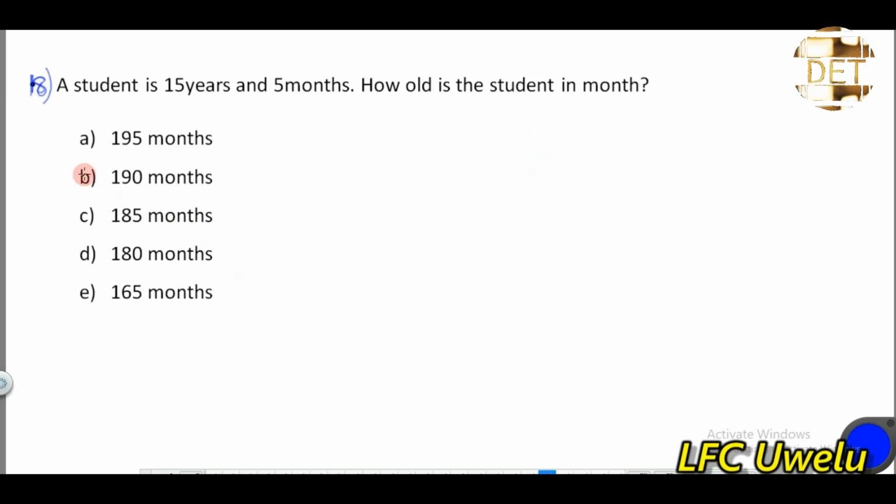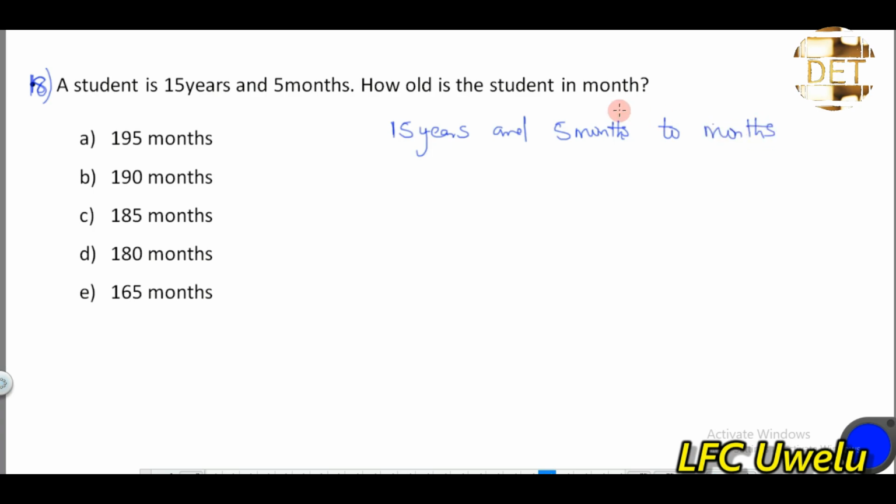So let's look at the next question that I have here, and this is number 18. The question is, a student is 15 years and 5 months. How old is the student in months? So what we're doing here is we want to convert 15 years and 5 months to months.